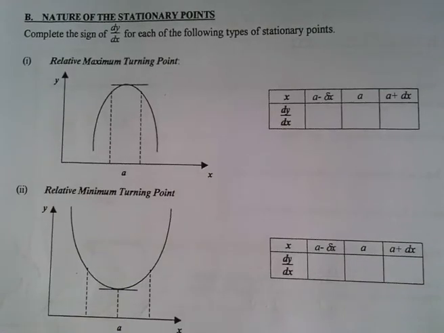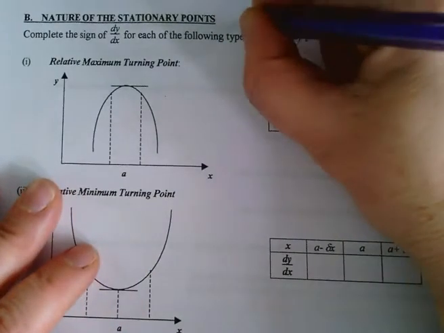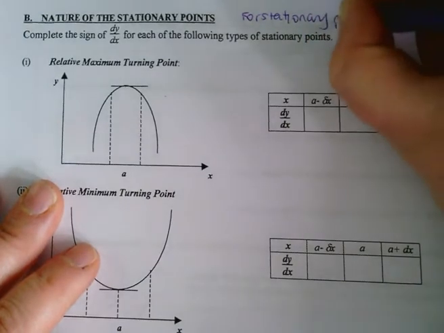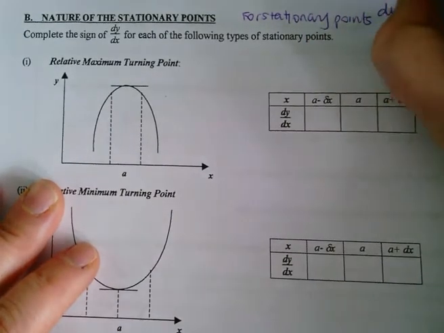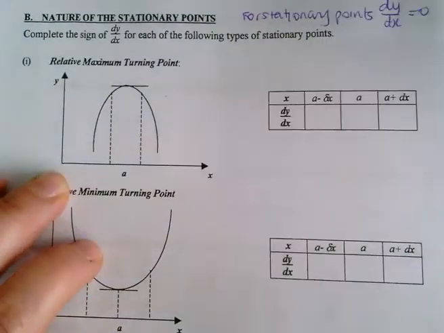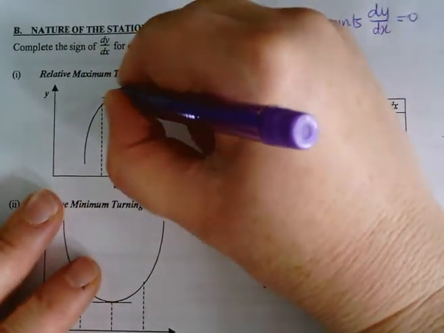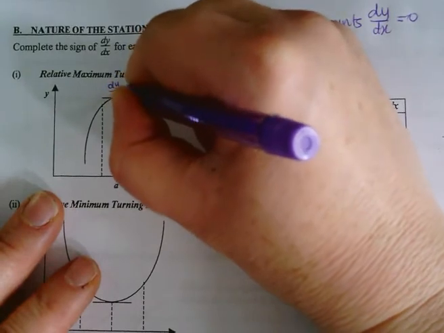Looking at the nature of stationary points. In our last video, we looked at stationary points. Remember, for stationary points, dy/dx equals 0. So we know that at that point on the curve, the gradient is 0. If you look up here, this is where dy/dx is 0.